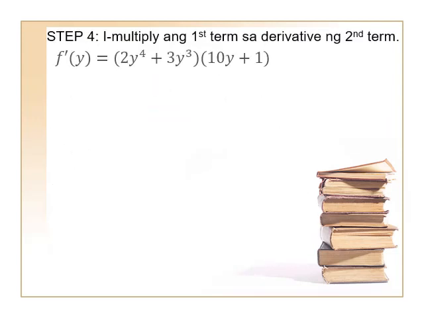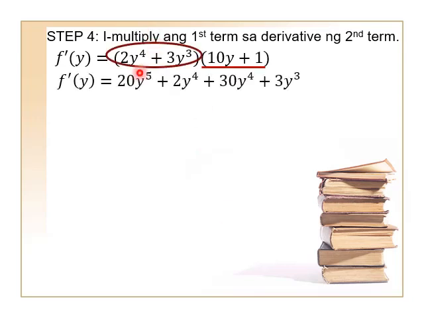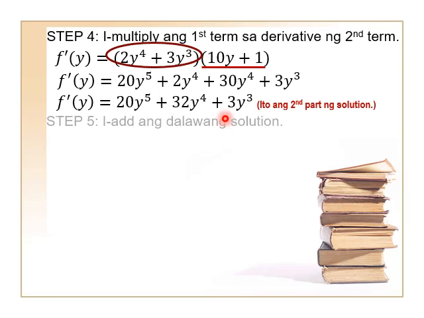Now, i-multiply natin ang first term sa derivative ng second term. So, multiplying, so you have, ito na yung 20y raised to 5. And then, you have 2y raised to 4. And then, you have this 30y raised to 4. And then, finally, you have 3y cubed. So, pwede natin i-combine itong 2y raised to 4 and 30y raised to 4. Kaya, meron tayong 20y raised to 5 plus 32y raised to 4 plus 3y cubed. So, ito yung second part ng solution.